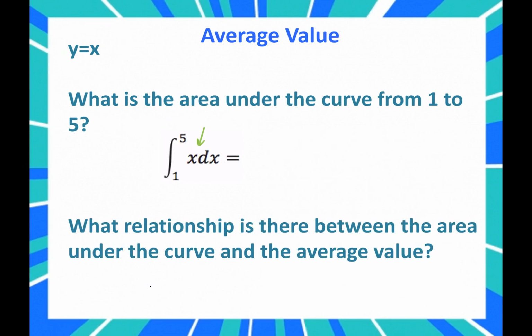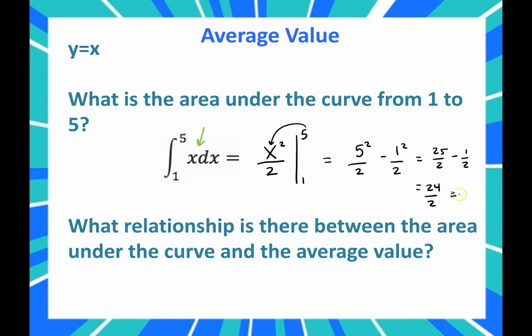All right, so let's calculate this. Our integral is going to be x squared divided by 2, and we're evaluating that from 5 to 1. Remember, we have to plug in right here. That gives me 5 squared over 2, and then minus 1 squared over 2. So that's 25 over 2 minus 1 over 2, which gives me 24 over 2, which is 12.